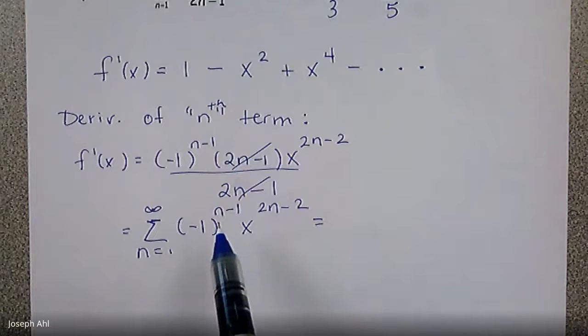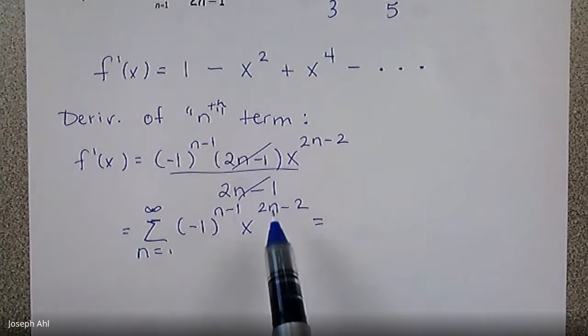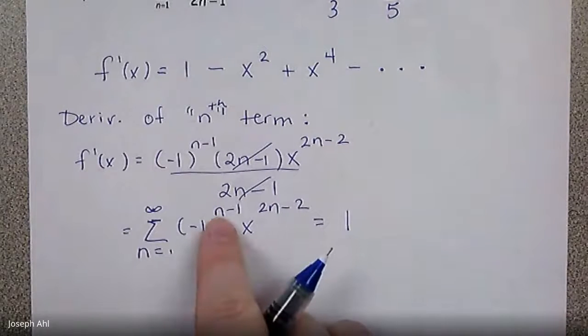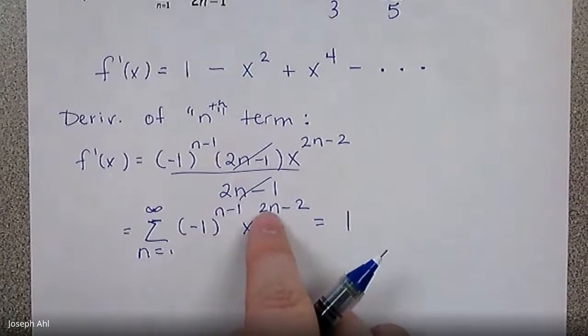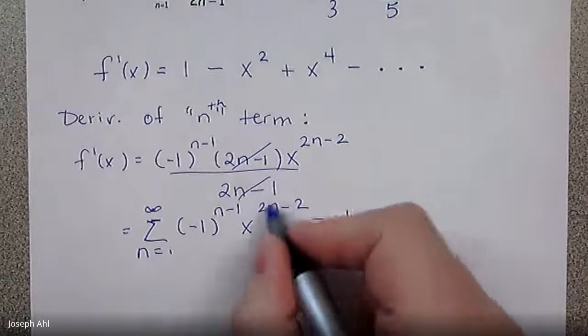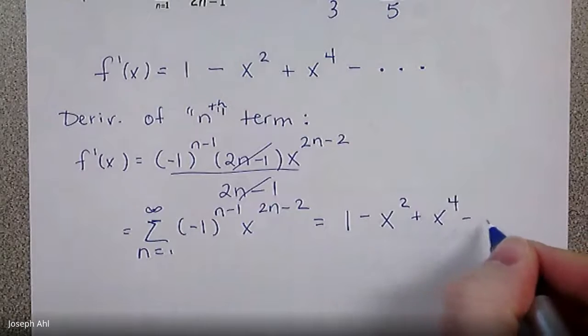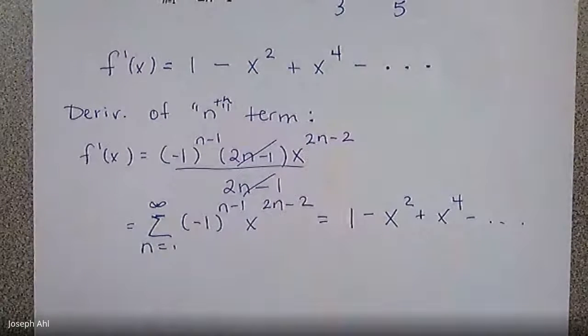Okay, but if you plug in 1 here, you're going to get negative 1 to the 0. Plug in 1 there, you get x to the 0, which is 1. If you plug in 2, this becomes negative 1. Plug in 2 here, the next term becomes x squared up in the exponent. And you're going to generate that same exact list that we had for f prime of x a moment ago.